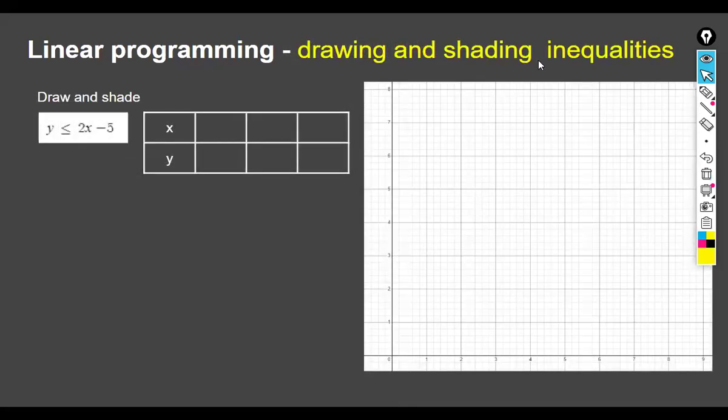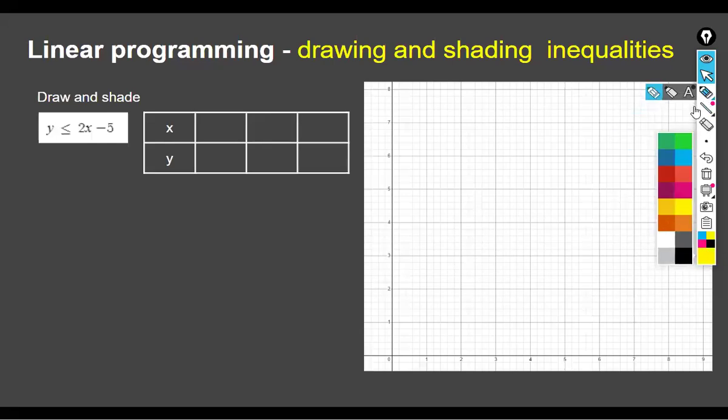So this is how the question will come in the exam. The examiner will say, draw and shade, and give you an equation. Notice the equation doesn't have an equal sign. They want you to draw y is less than or equal to 2x minus 5.